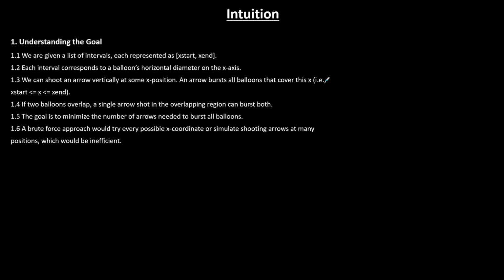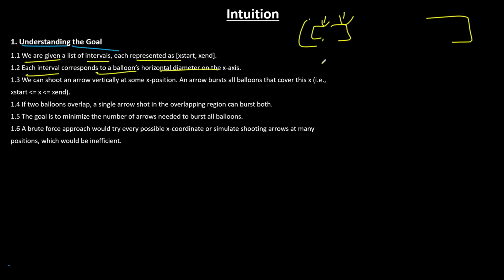To understand what the problem is asking, we should build up an intuition for the problem. And let's start by understanding the goal first. So we are given a list of intervals, each represented as x start and x end, right? So this is the interval given to us, and this represents x start and x end. Simple. Each interval corresponds to a balloon's horizontal diameter on the x-axis. So this gives the diameter of the balloon on the x-axis, and we can shoot an arrow vertically at some point x. An arrow bursts all balloons that cover this x, that is x start to x end.